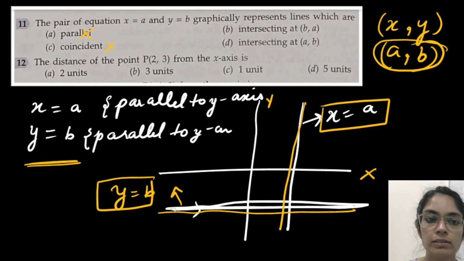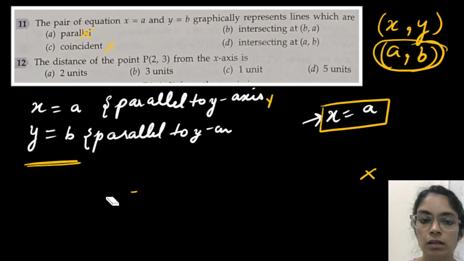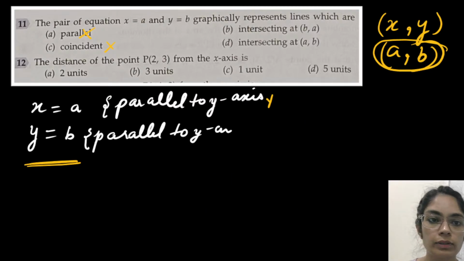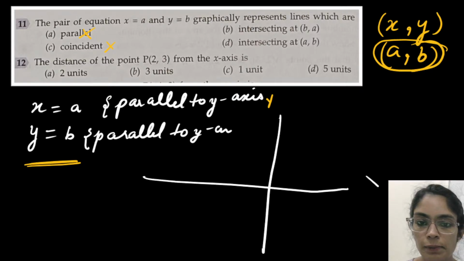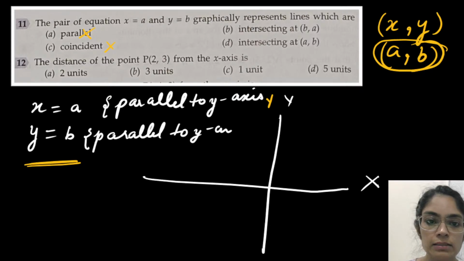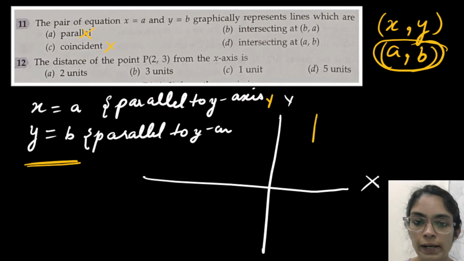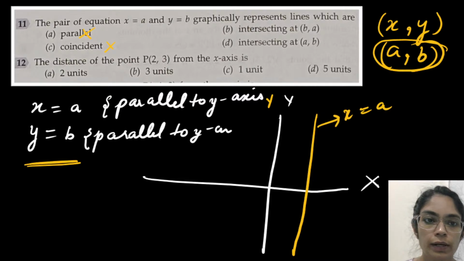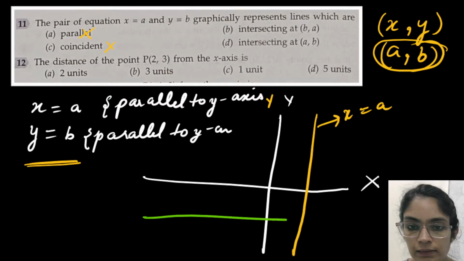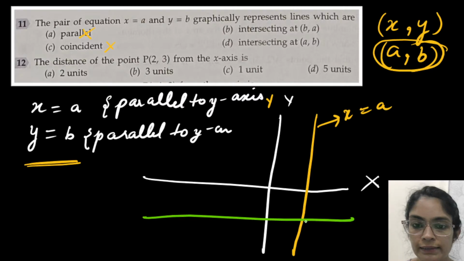So once again, if it is not clear, I'll redraw this with different colors so that you can understand. So this is the x-axis and y-axis. And x is equal to a is parallel to the y-axis. This is the line x is equal to a. Another line is y is equal to b, which is parallel to the x-axis. Now they are intersecting each other at this point.